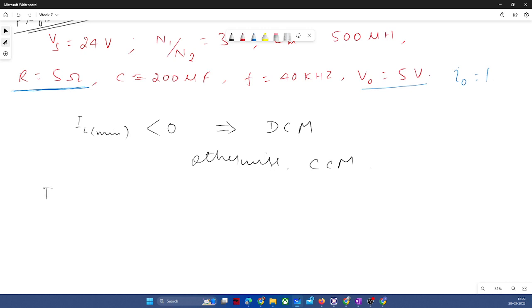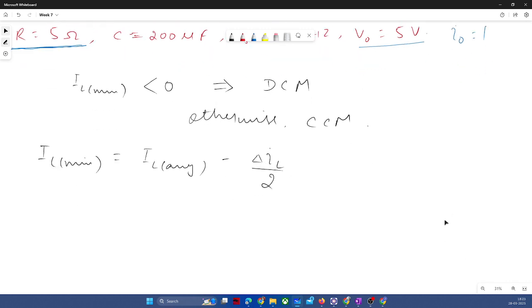We know that the IL minimum value would be IL average minus del IL by 2, right? And IL average we have computed earlier, and if not, at any point of time you can easily compute it. If you try to visualize the converter, let me bring the converter here on the screen so that you can visualize it easily.